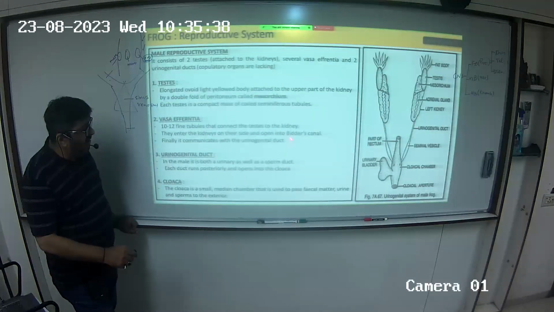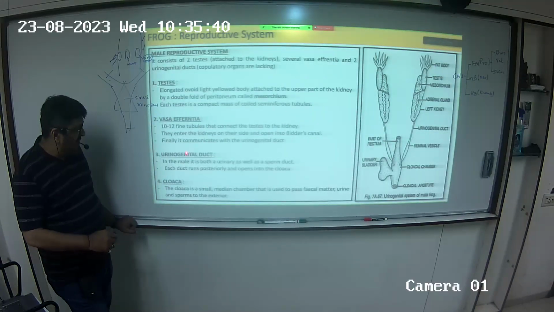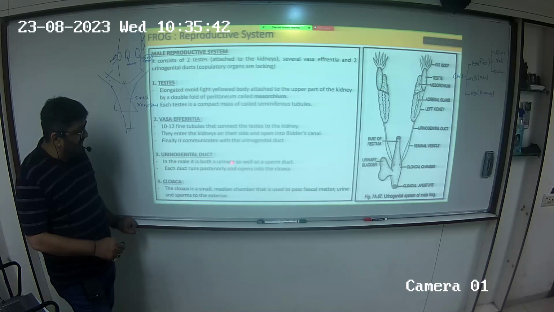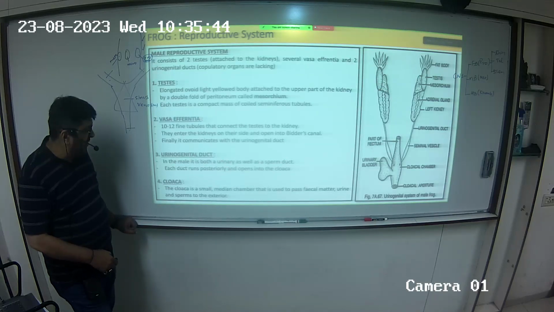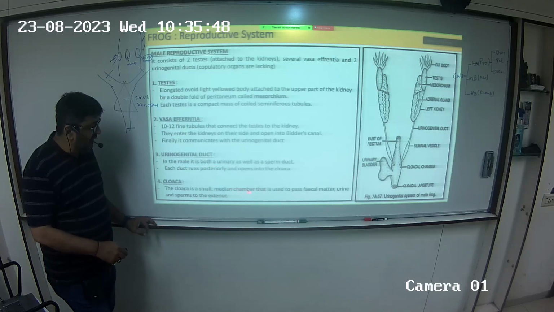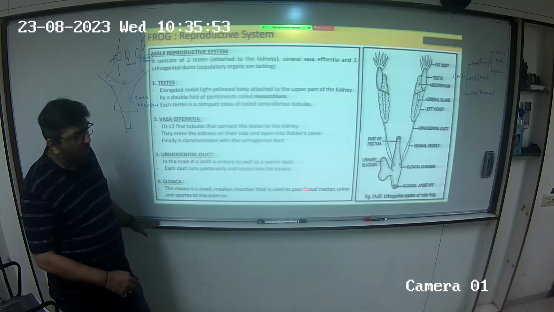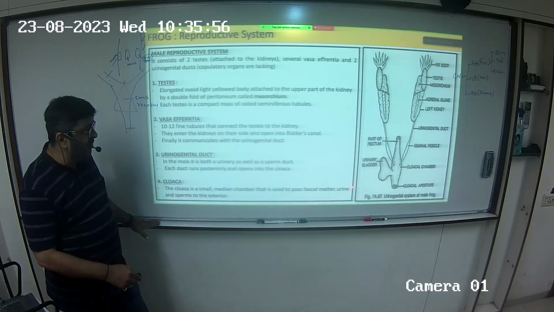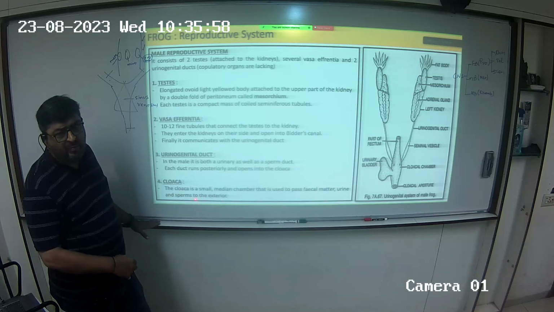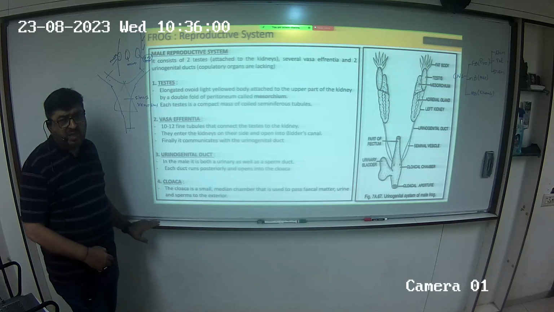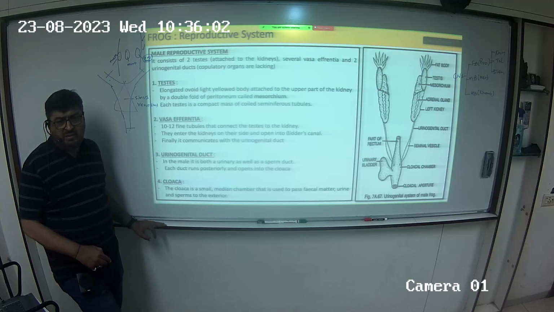Finally, communicating with the urinogenital duct. In the male, the duct is urinary as well as a sperm duct. It runs posteriorly, opens in the cloaca. Cloaca is a small median chamber used to pass, number one, fecal matter, that is digestive opening. Urine and sperms is excretory opening and the reproductive opening. So three systems having a common opening termed as cloaca.